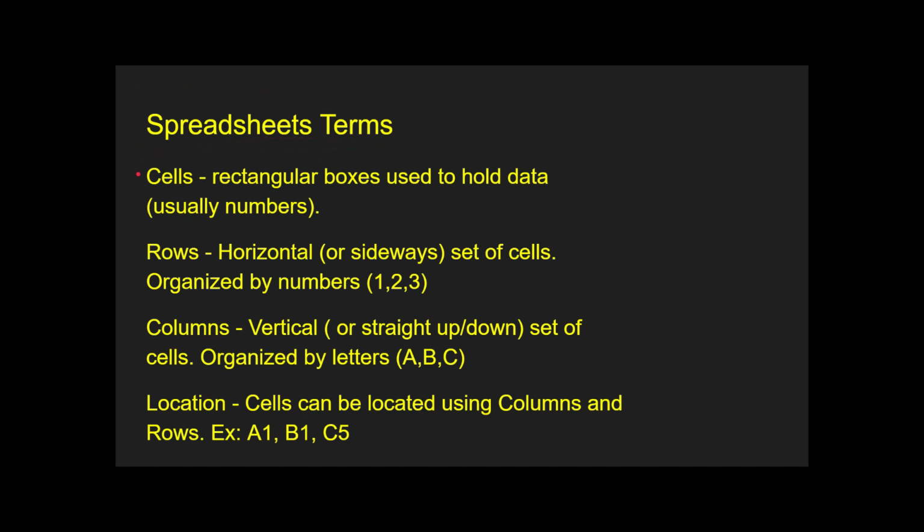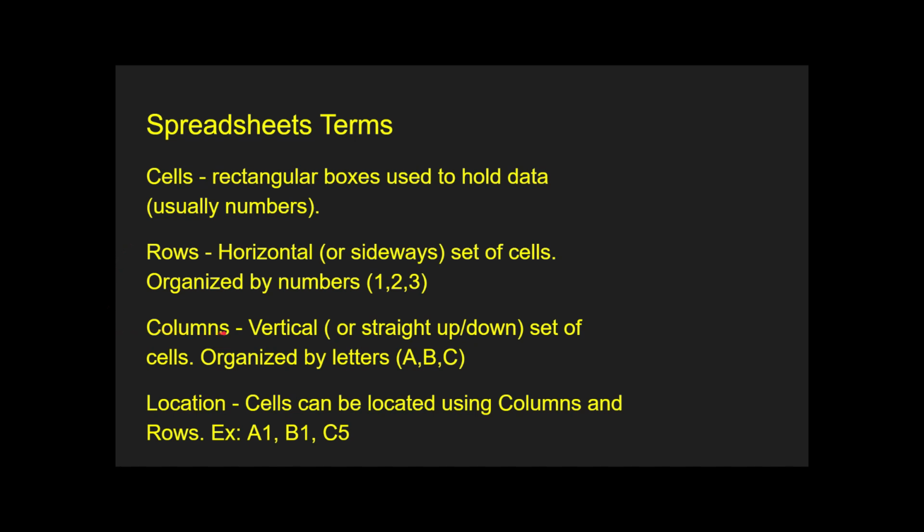The building block of the spreadsheet is a cell, and a cell is a rectangular box used to hold data. With spreadsheets, that's usually numbers, but it can be other things. If we take those cells and start stacking them up horizontally, that's a row. A row is a horizontal, or sideways, set of cells. Pretty much universally, rows are numbered. So you have row 1, row 2, row 3, and so on.